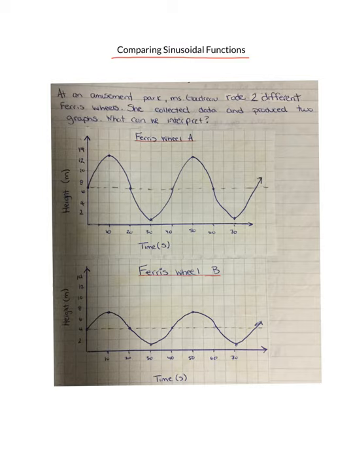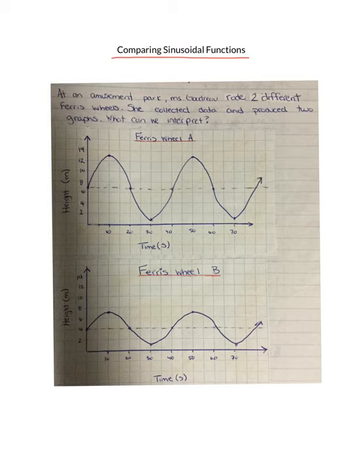In this lesson, we're going to be comparing sinusoidal functions. As you can see, this is a sinusoidal function, but it looks a little bit different than the traditional sine wave that we talked about last week. This example says, at an amusement park, Miss Goodrow rode 2 different Ferris wheels. She collected data and produced 2 graphs.